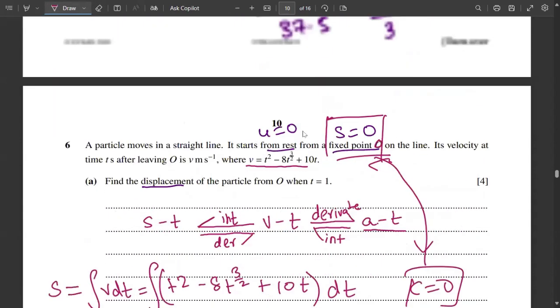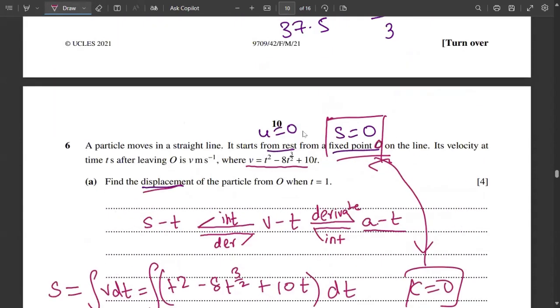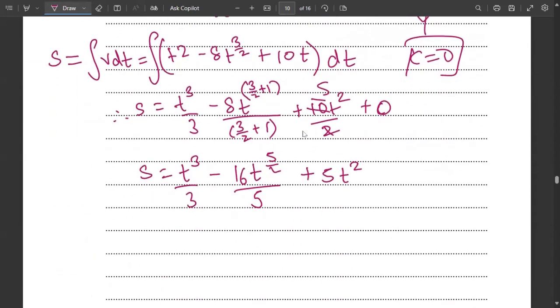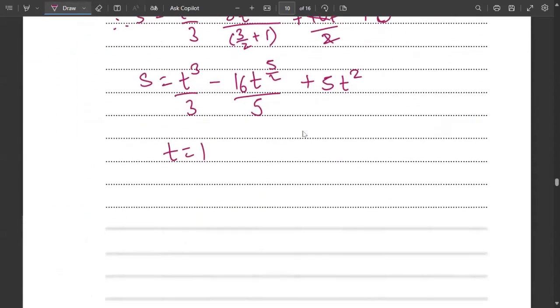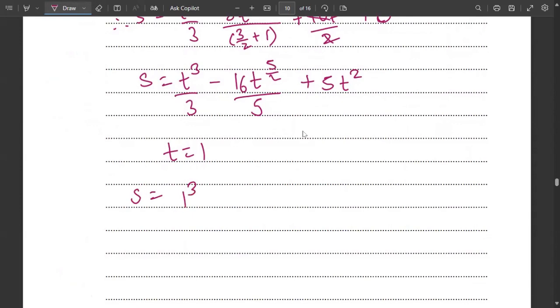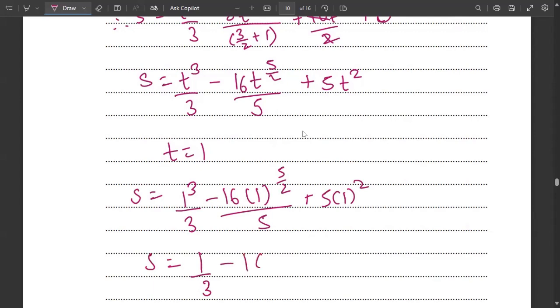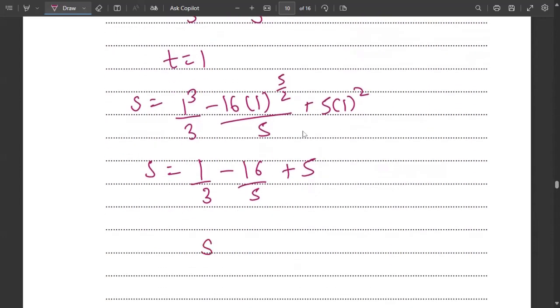What next? They have asked us to find the displacement when t equals 1. So let us input t equals 1 here. So you get s equals 1 cubed upon 3 minus 16 times 1 raised to 5 upon 2 upon 5 plus 5 times 1, the whole squared. Therefore s equals 1 upon 3 minus 16 upon 5 plus 5. Now if I put that in the calculator, the displacement which I'll get is 2.13 meters.